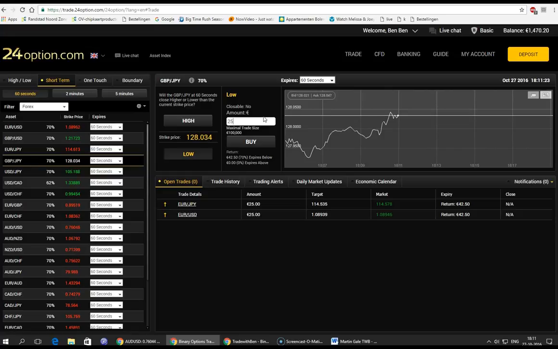But you know that the Japanese yen, I think it's having a trend up. Yeah, it's having a trend right now. There's an uptrend for the GBP and Japanese yen. So possibly if you would put a 5-minute trade right now, that could end well.